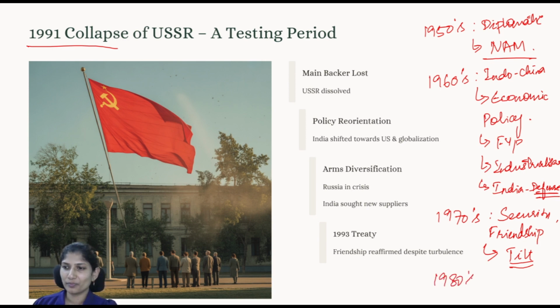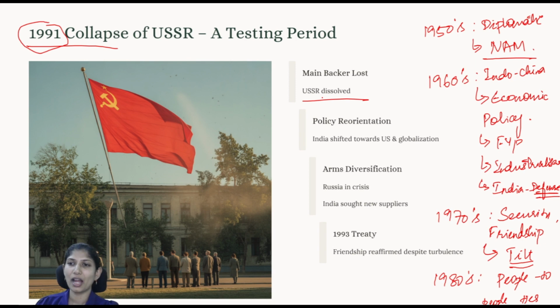1980s period, this started with respect to your people to people ties. Alright, so this is how it was during your 4 decades journey. Now we enter into the 1990s decade. One of the things about your 1990s decade is the collapse of your USSR. With the USSR being dissolved, bipolarity ended, and the USA was trying to become the hegemon. Amidst this background, India also had certain changes.